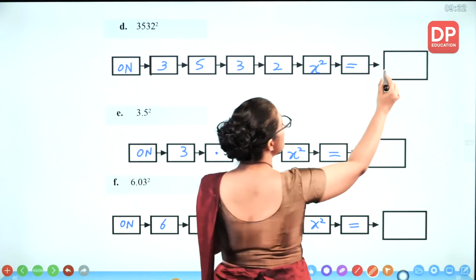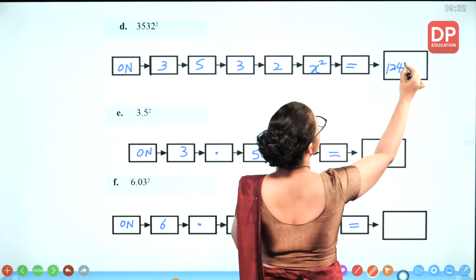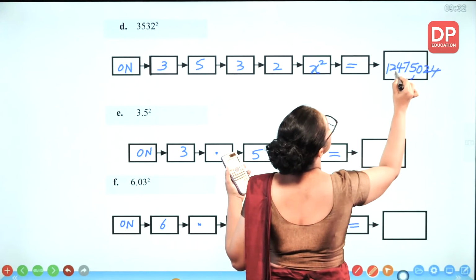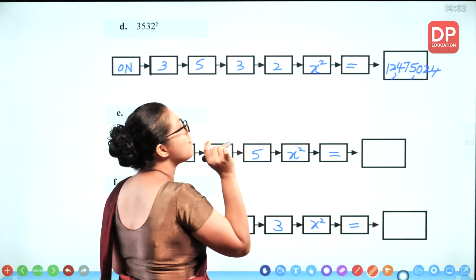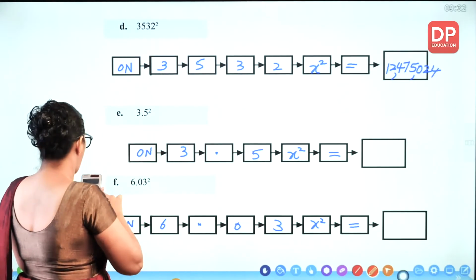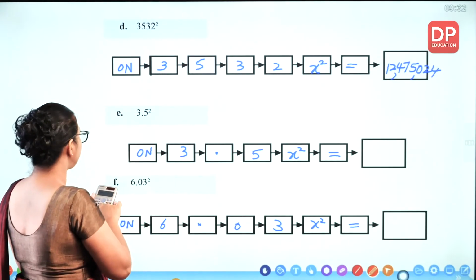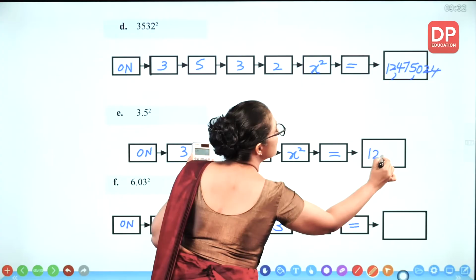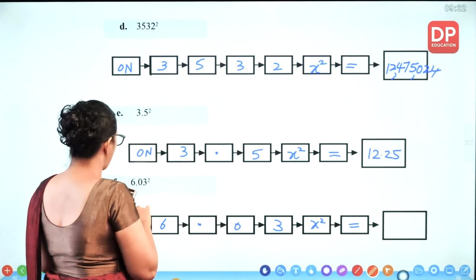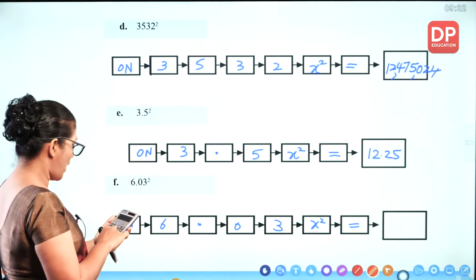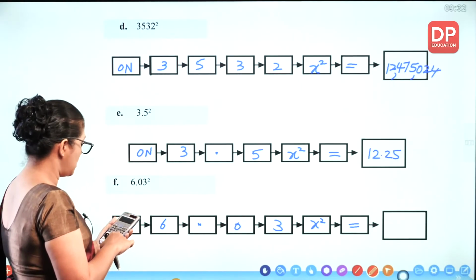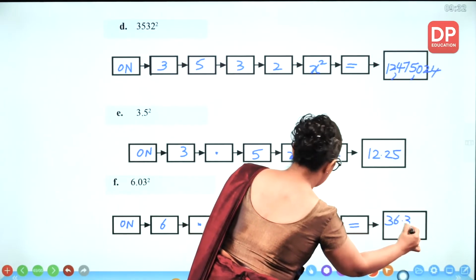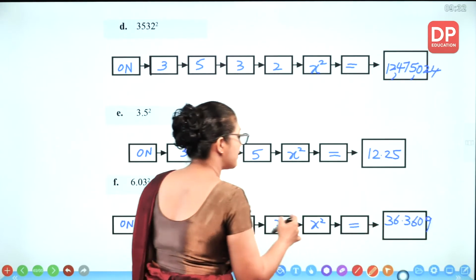You get a big number. 12,475,024. What's that number? 12,475,024. 3.5 squared, 12.25. 6.03 squared, 36.3609.